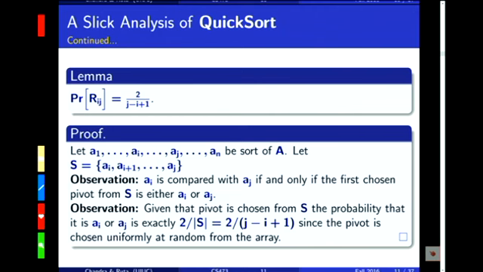So conditioned on the fact that you pick a pivot from S, the probability that A_i and A_j will be compared is 2 divided by the size of S, because I'm picking a pivot uniformly at random from S. There are size-of-S elements possible when I pick that pivot, but I picked A_i or A_j. So that's 2. That's why 2 divided by the size of S.